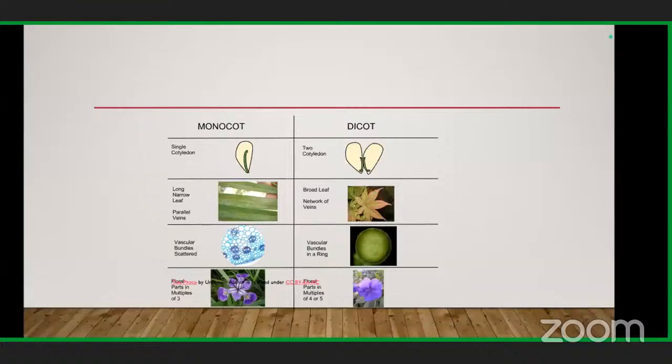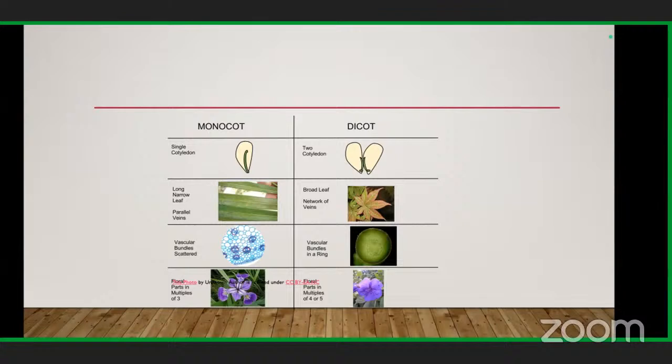Then vascular bundles, you can see it is scattered here. But in dicot, it is arranged in a ring. You can see this. Next, this is a bit hiding. Okay, I will explain. In monocot, you see that floral parts are multiples of 3, like 3, 6, 9. But in dicot, the floral parts are multiples of 4 or 5, like 4, 8, 12 or 5, 10, 15 this way. So this is the differentiation.